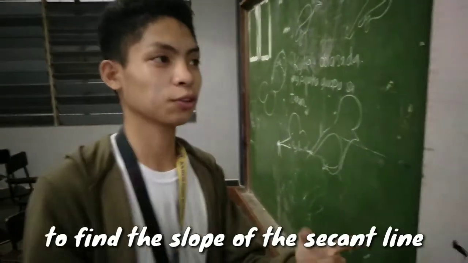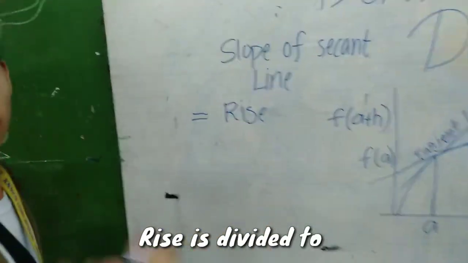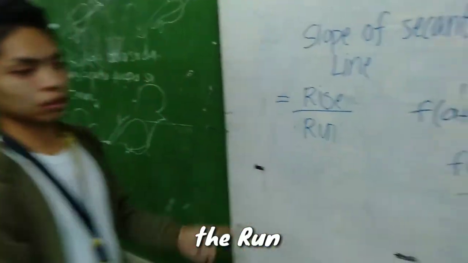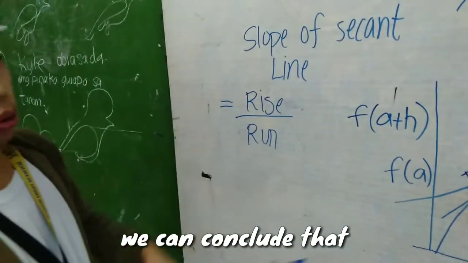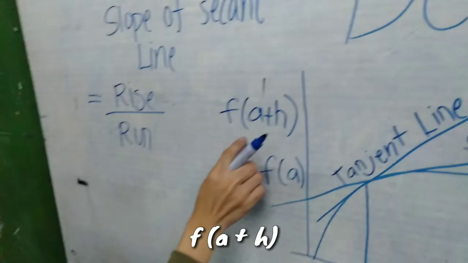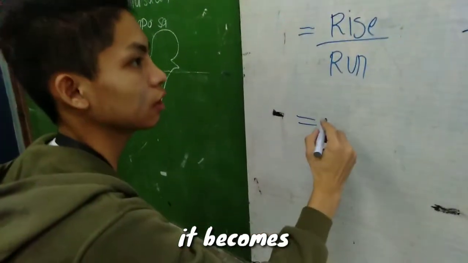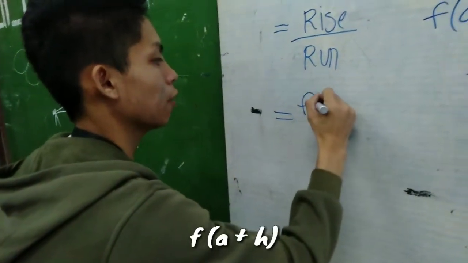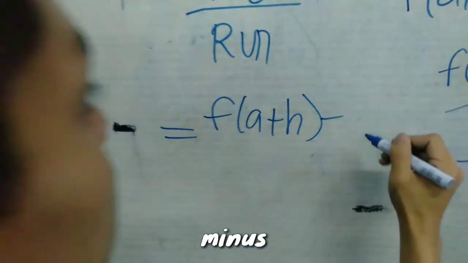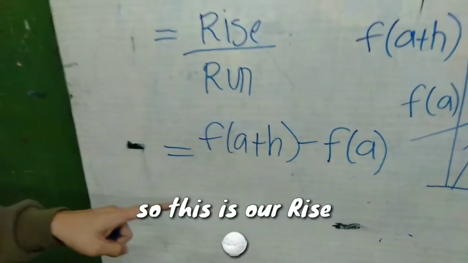So now, to find the slope of the second line, we can conclude that the rise is from f of A to f of A plus H. So now, it becomes f of A plus H minus f of A. So this is our rise.